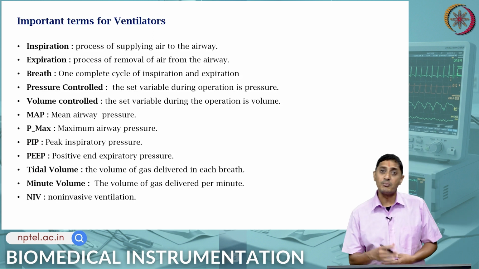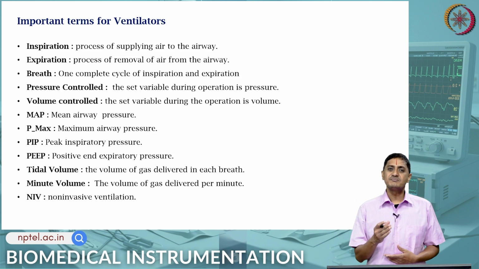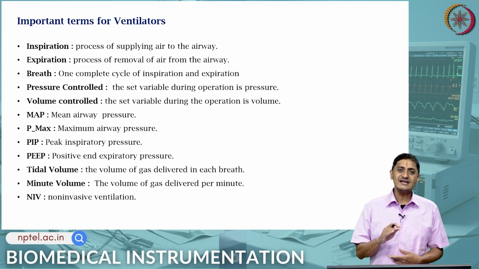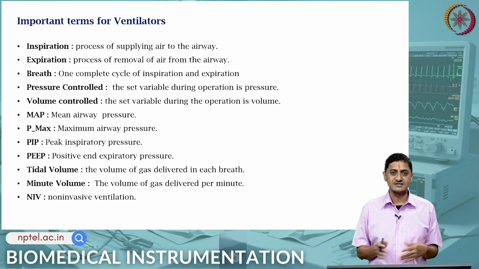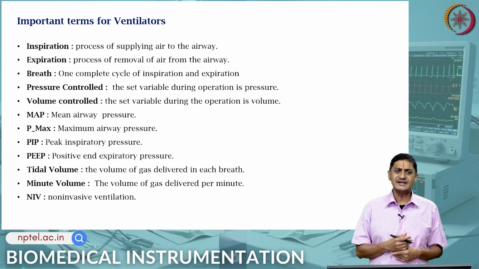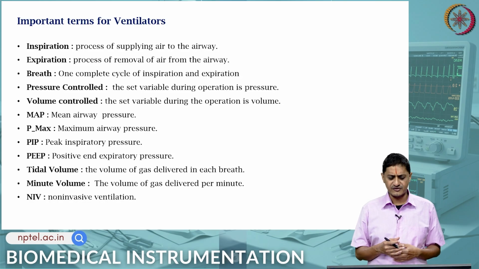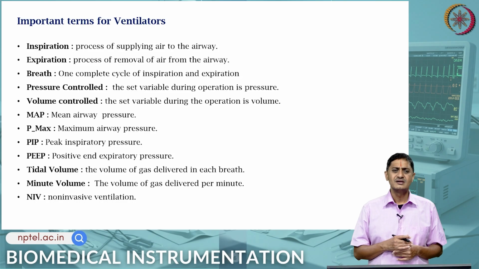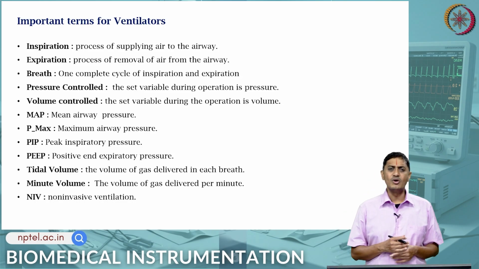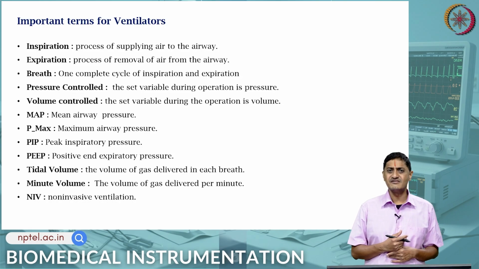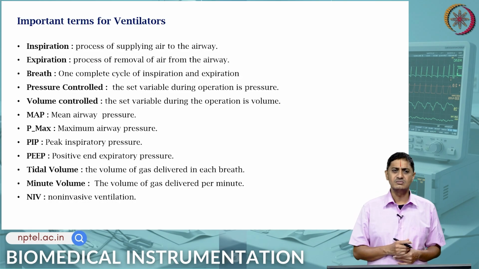You have PIP and then you have PEEP. PIP is peak inspiratory pressure. PEEP is positive end expiratory pressure. These are two different things. Of course, these are two different things. PIP is much higher than PEEP. Then tidal volume, we discussed this. This is the volume of gas that is delivered on average with every breath. The minute volume is the volume of gas that is delivered per minute. That is the minute volume.